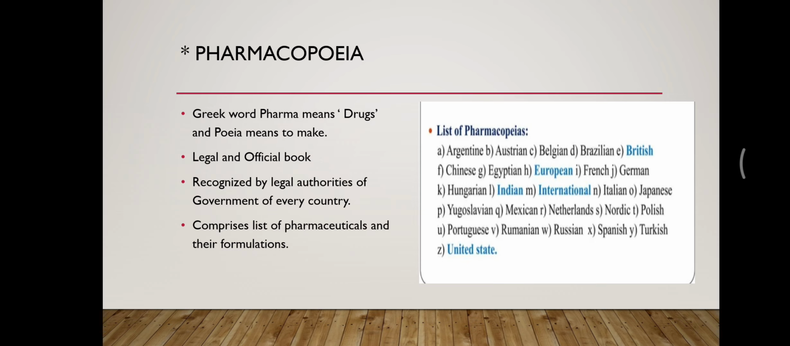Okay, so what is pharmacopoeia? It is nothing but the sort of book which includes different lists of the pharmaceuticals and their formulations. The word pharmacopoeia is derived from the Greek word, where pharma means drugs and poia means to make. Okay, to make the drugs. The book including the formulation of drugs is known as pharmacopoeia. It is a legal and official book, and it is recognized by different legal authorities of the government of every country.